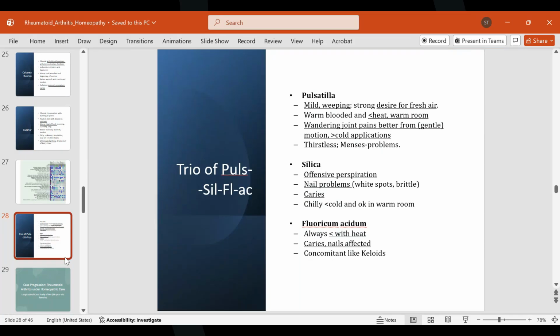Silica, the characteristics are you look at the nails, they're brittle and they have white spots. They have caries, the teeth are not so good. And the big sine qua non is they have offensive perspiration. They tend to be more chilly, so the opposite of Pulsatilla, worse cold. They're okay in a warm room. These are the people I think of several remedies for. I think of Arsenicum, I think of Silica, and maybe Hepar sulph.